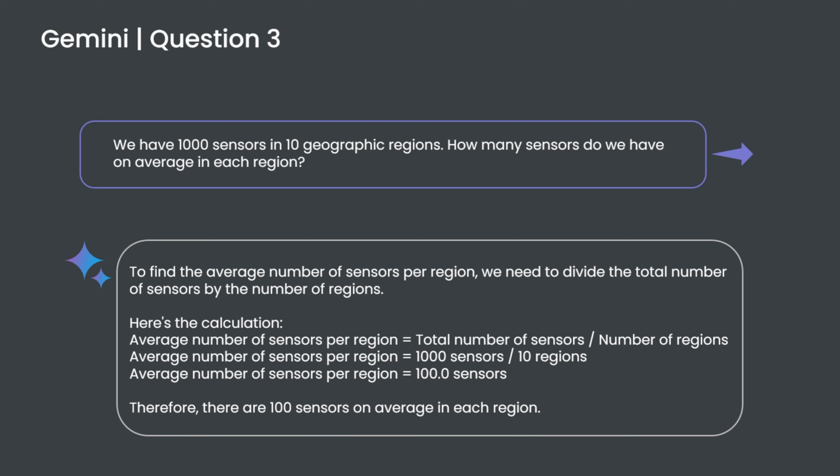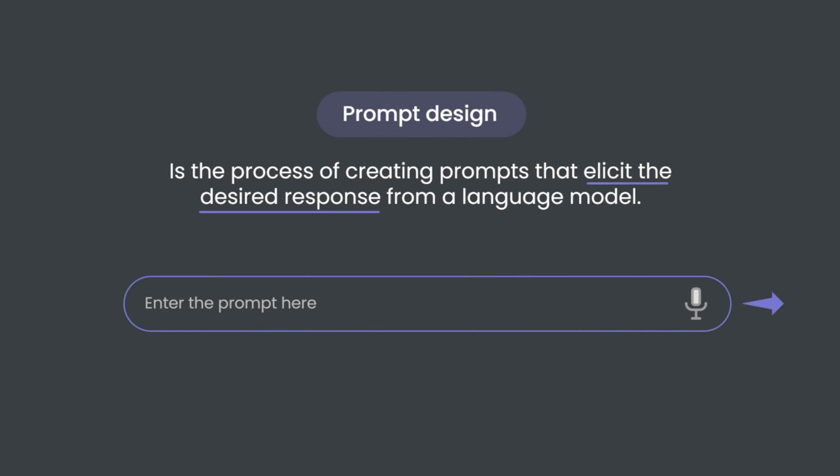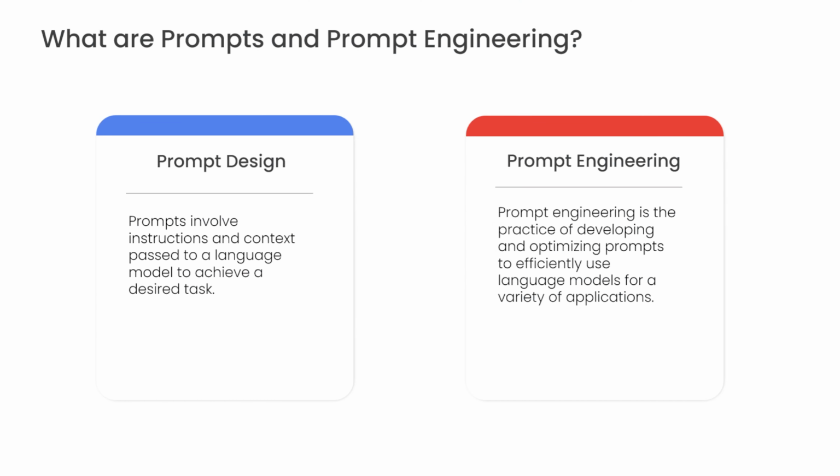Gemini answers the question with an example of how to solve the problem and some additional context. In each of our questions, a desired response was obtained, and this is due to prompt design. Prompt design and prompt engineering are two very closely related concepts in natural language processing. Both involve the process of creating a prompt that is clear, concise, and informative. However, there are some key differences between the two.